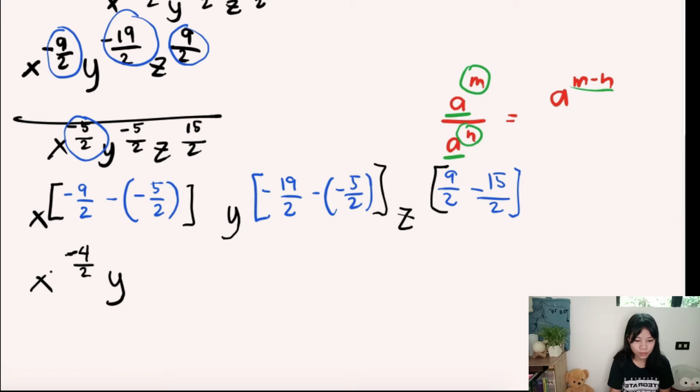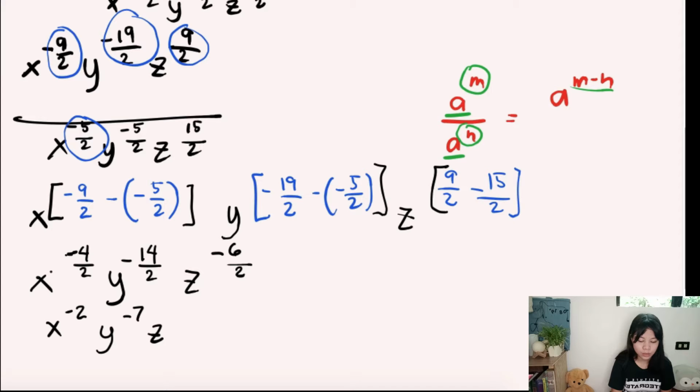Y raised to negative 19 minus negative 5 is equal to negative 14 over 2. Z raised to 9 over 2 minus 15 over 2 is negative 6 over 2. Okay, so we simplify pa natin siya. X raised to negative 2, Y raised to negative 7, Z raised to negative 3. So, hindi pa siya tapos.